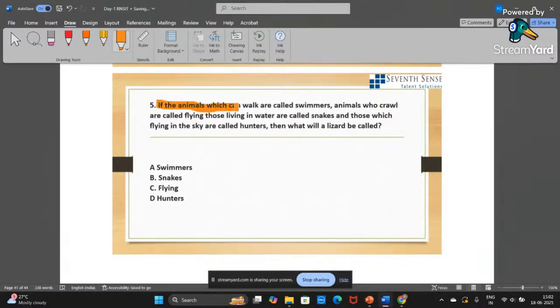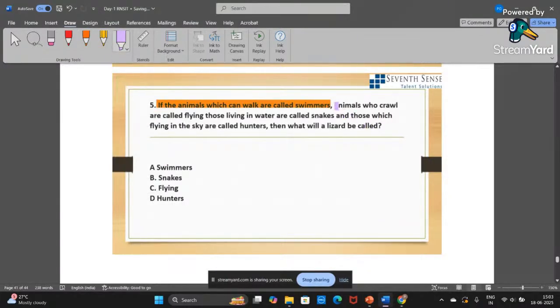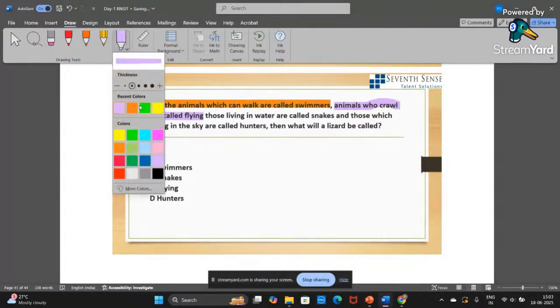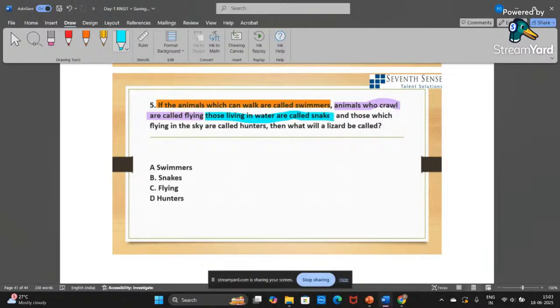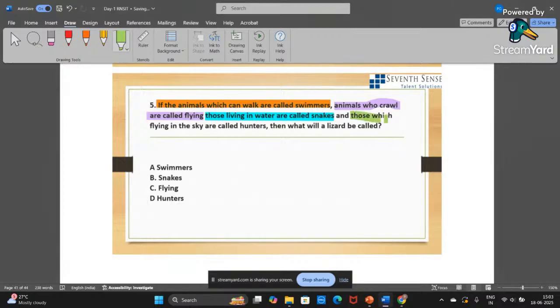If animals which can walk are called swimmers, animals who crawl are called flyings, those who live in water are called snakes, and those which fly in the sky are called hunters, we need to find out what a lizard will be called.